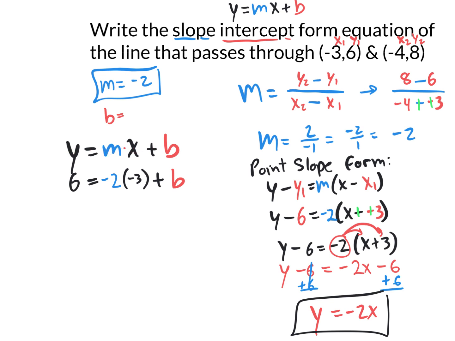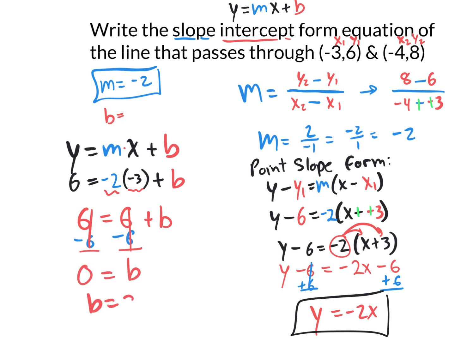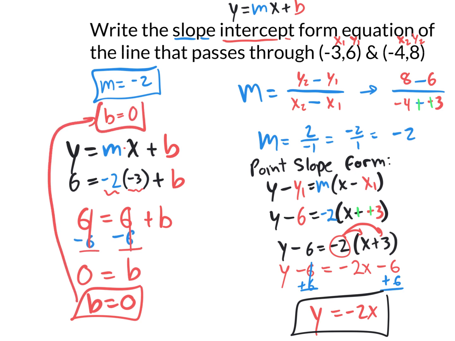So doing the math here, -2 times -3, that's +6. You still have plus b, you still have the equal sign, you still have 6. So you want to solve for b, you want to get b by itself, get rid of this +6 by subtracting 6 and subtracting 6, and then you'll clearly see that that cancels out, and this cancels out, which means 0 equals b, which means b equals 0. So we now do have the m, which was -2, and the b, which is 0.